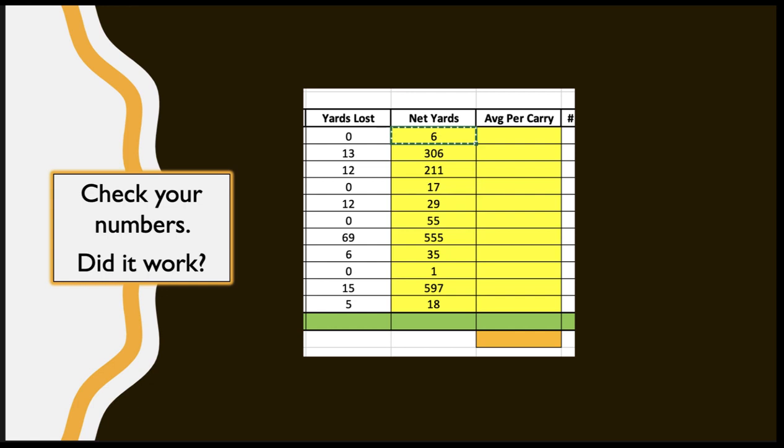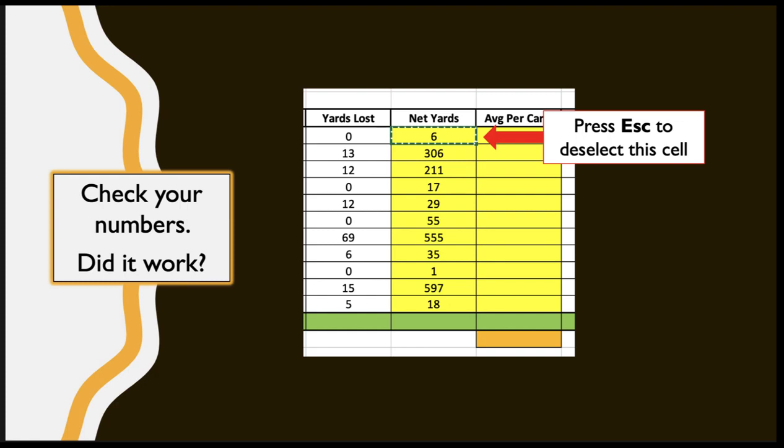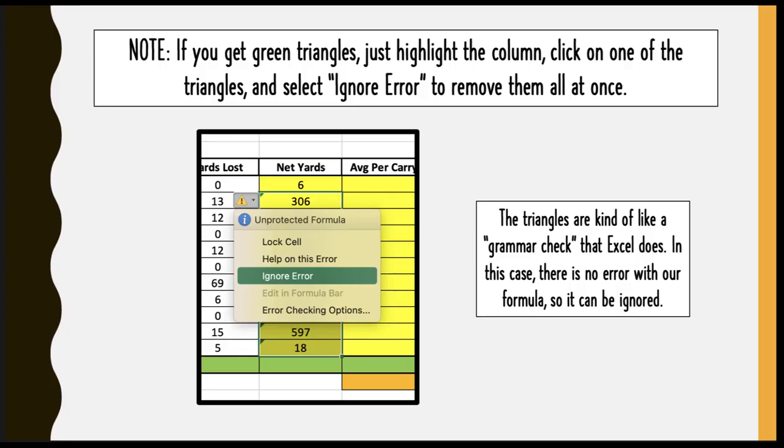And by the way, checking the math is always an important step. Make sure it makes sense. Don't just assume the formula you wrote does what you think it does. Take a look and make sure your results are logical. You can press Escape to deselect this copied cell up here. And remember, if you get those green triangles, you can actually just highlight that entire column, click on one of the triangles, and select Ignore Error to remove them all at once. You don't have to do them one by one.